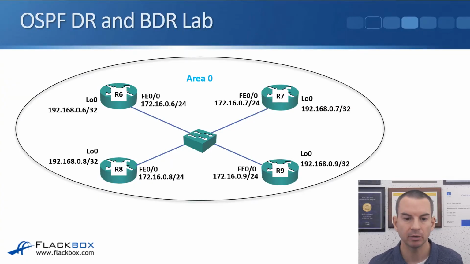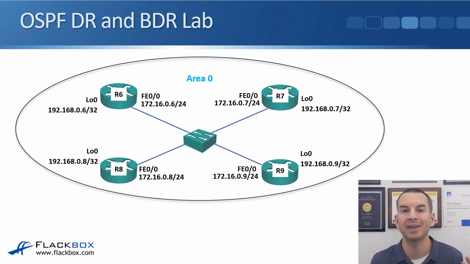In this lecture, you'll learn how the OSPF DR and BDR designated routers work with a lab demo. You can see the lab topology diagram here. I've got my four routers, R6, R7, R8, and R9. They've each been configured with a loopback interface. R6 has 192.168.0.6/32. R7 is 192.168.0.7/32. R8 is .8 and R9 is .9. And they're all connected to the Ethernet segment in the middle here. That's on the 172.16.0.0/24 network. Again, R6 is .6, R7 .7, R8 is .8, and R9 is .9.